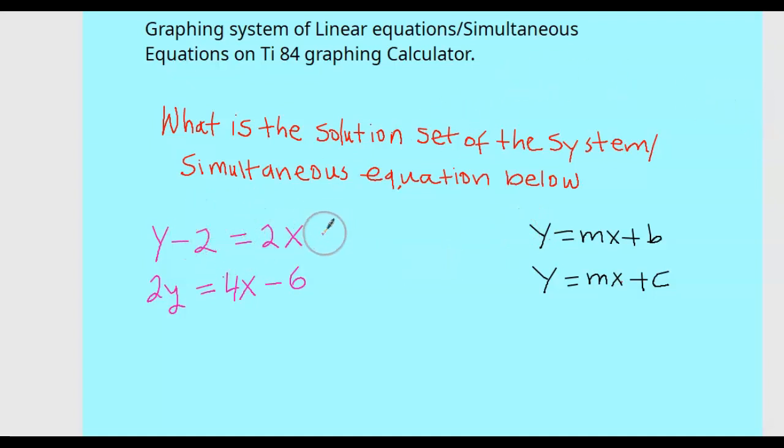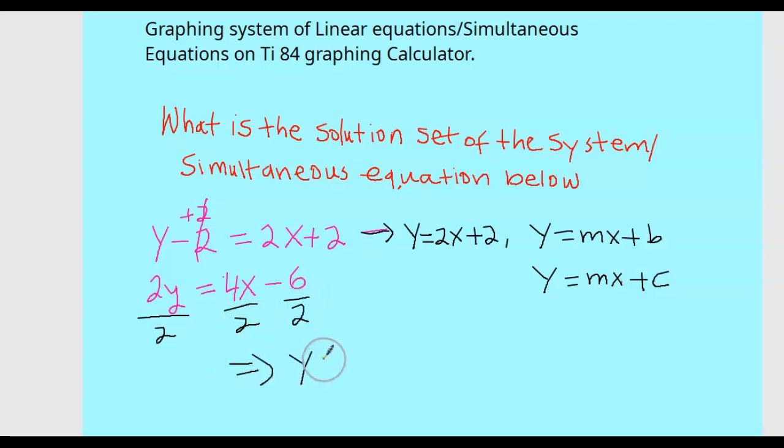So here, equation 1, if we add 2 here, we can get away with that, and we have to repeat the same thing here too. So equation 1 becomes y equals 2x plus 2. And here we want to isolate y, so we need to get rid of the 2. So we divide here by 2, and repeat the same thing here. And then we get y equals 2x minus 3.